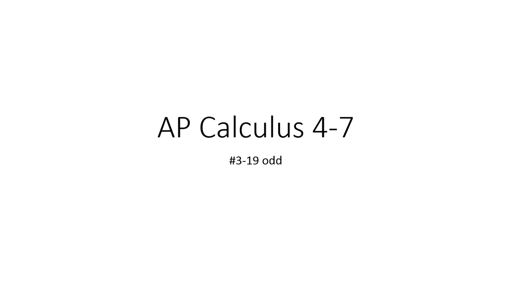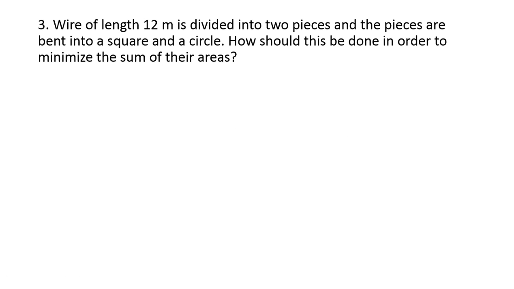Okay, so for this, I'm going to step through about 9 problems through a couple videos. The first one we're going to start off with is number 3 for these optimizing problems. We've got a wire length of 12 meters divided into 2 pieces. They are bent into a square and a circle. How should this be done so you minimize their areas?